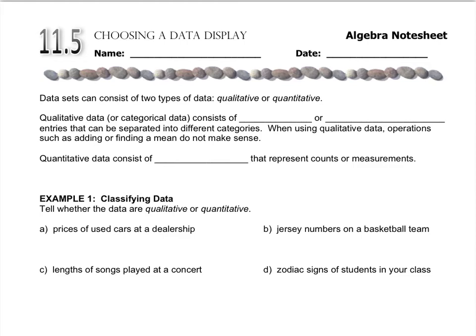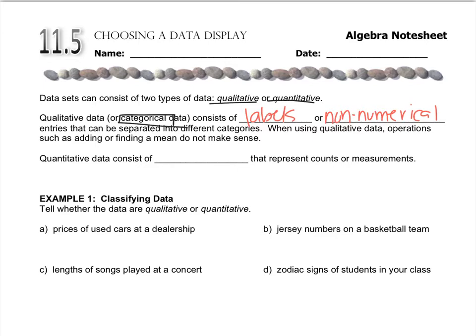This lesson is a pretty short one where we talk about the different types of graphs that you've learned about in the past. And there are two types of graphs. There's qualitative and quantitative. Qualitative data, or as it might make more sense logically to call it categorical data, consists of labels or what you might consider non-numerical entries that can be separated into different categories.